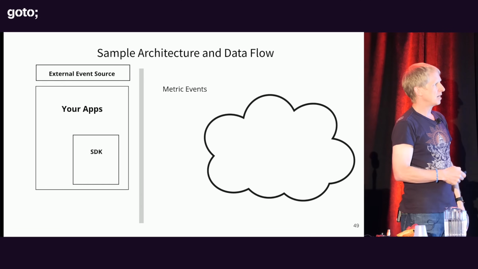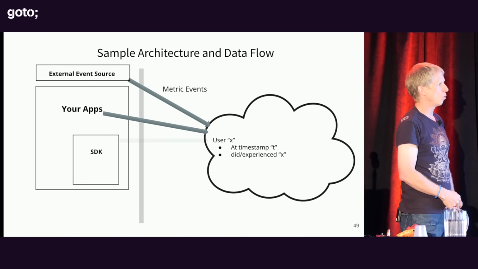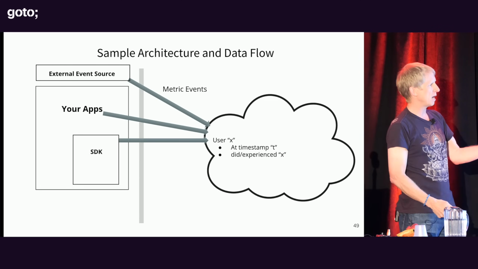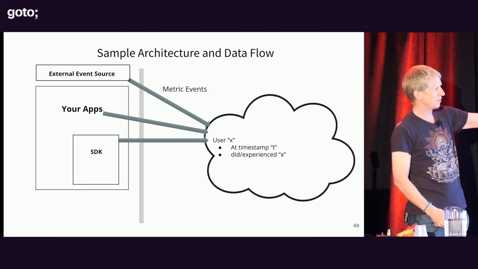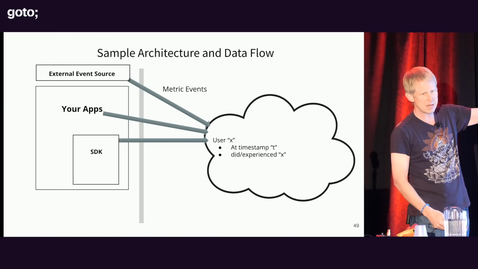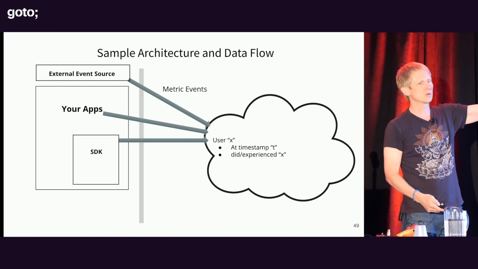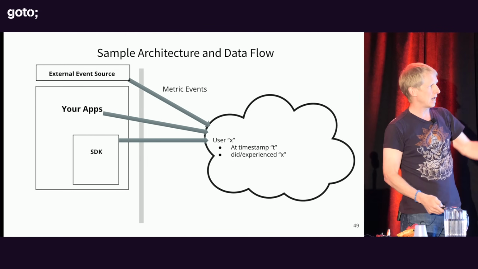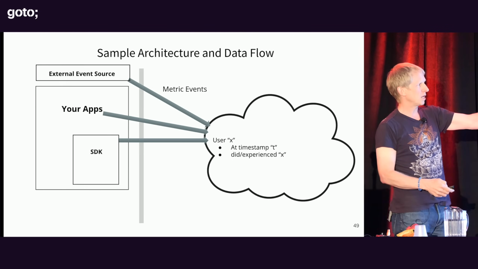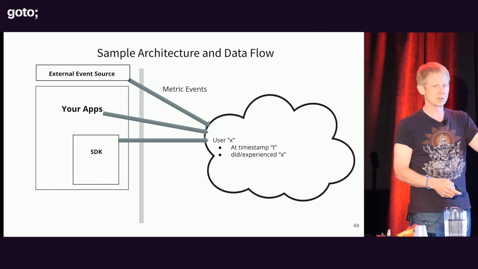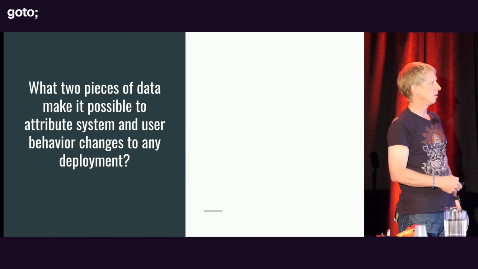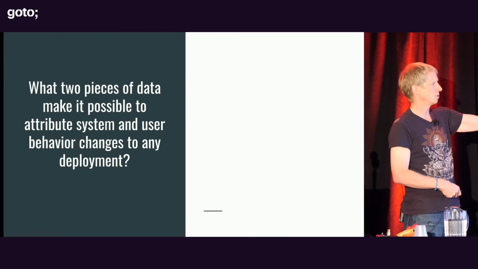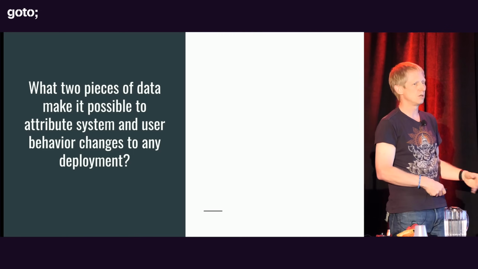Then I can ingest metrics. I can basically say, what do I know about Dave's experience or his behavior? Anything I know about Dave, whether it's something I know right there in the code I was executing or somewhere else in my app, or some external data source that knows what Dave is doing or what his experience is like, I can ingest that, and using that information, I can figure out how his journey is going, whether it's good or bad. And this is one of the promises I made in the abstract: what two pieces of data make it possible to attribute system and user behavior changes to any deployment.